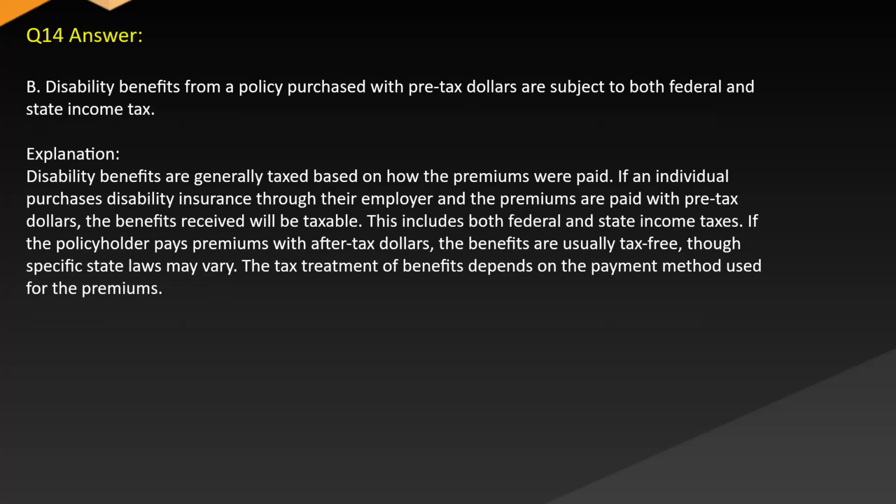Answer: B. Disability benefits from a policy purchased with pre-tax dollars are subject to both federal and state income tax. Explanation: Disability benefits are generally taxed based on how the premiums were paid. If an individual purchases disability insurance through their employer and the premiums are paid with pre-tax dollars, the benefits received will be taxable. This includes both federal and state income taxes. If the policyholder pays premiums with after-tax dollars, the benefits are usually tax-free, though specific state laws may vary. The tax treatment of benefits depends on the payment method used for the premiums.